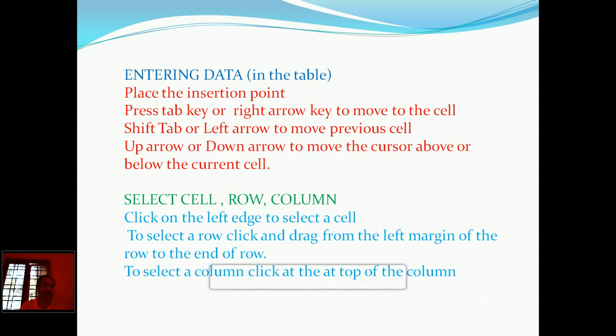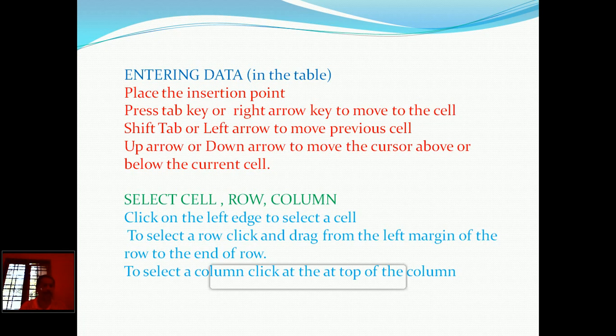Click on the left edge to select a cell. If you want to select only one cell, where you want some formatting or modification, then just move the mouse pointer over the left edge of that particular cell. Then that cell will be highlighted. That means it is selected.